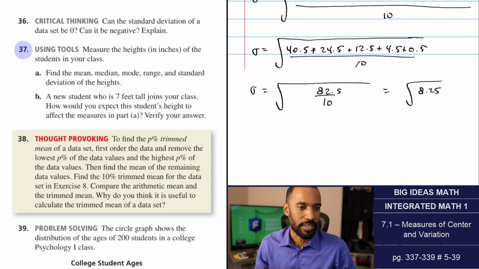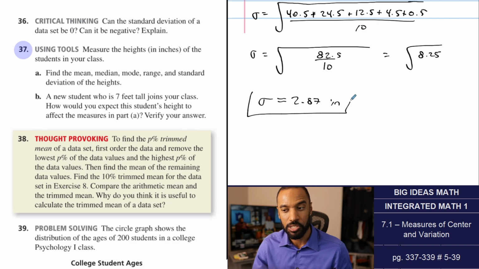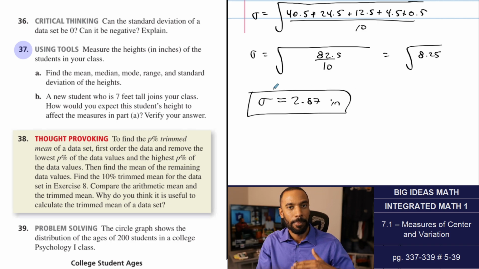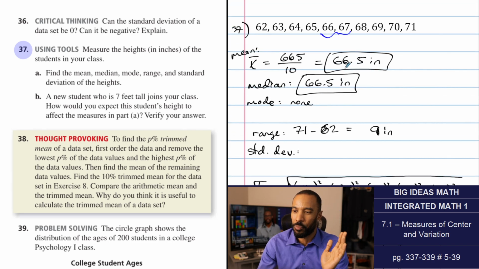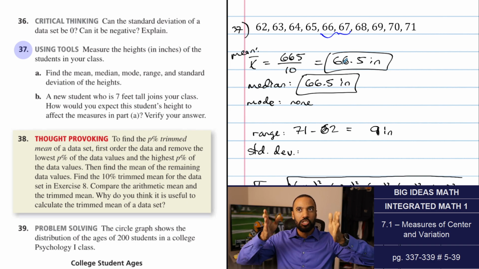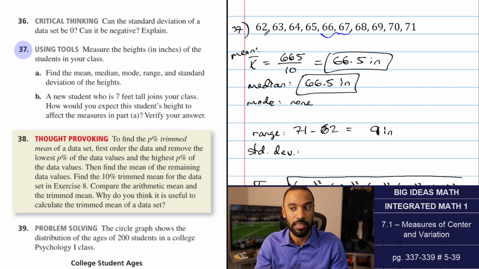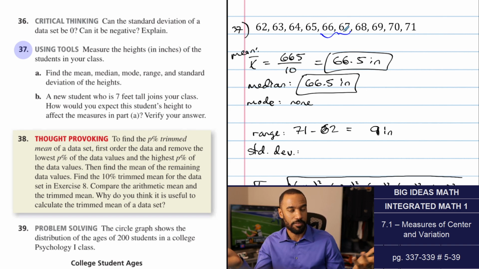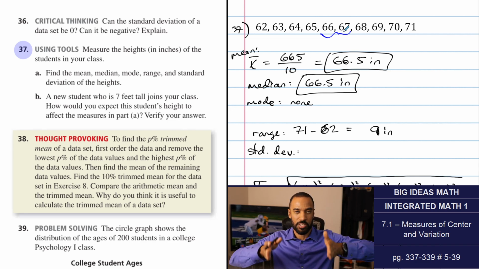Now, this is open-ended, so it is whatever you calculate. 2.87. Standard deviation is 2.87 inches. Plus or minus that many inches from the mean. I said this in the lecture, so I'll say it here. If I add and subtract 2.87 from 66.5, 68% of your student data should fall between there. Not necessarily just these 10. This is a sample, but if it's a large enough sample size, 68% falls within plus or minus 2.87 inches of 66.5.